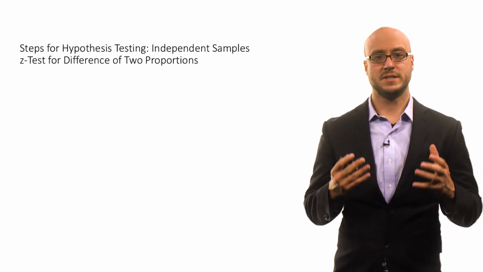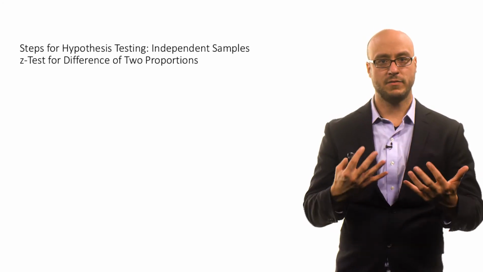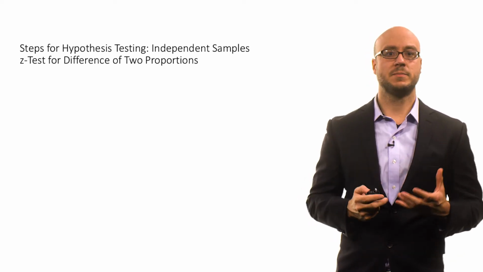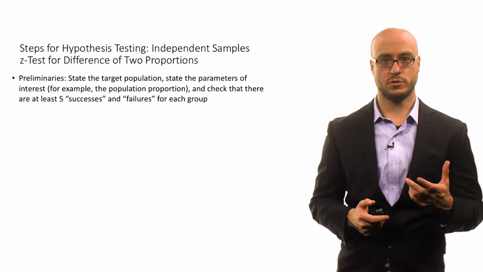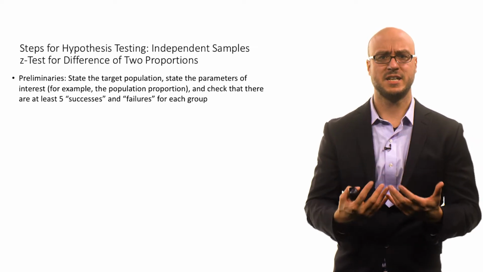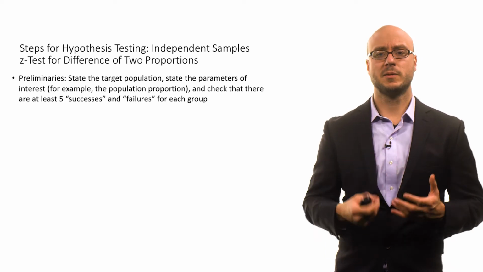So now let's think about the steps for hypothesis testing when we have groups. Here is the independent sample z-test for a difference of two proportions. The idea is we have two proportions, and we want to make a hypothesis test. We want to really say something about a population.